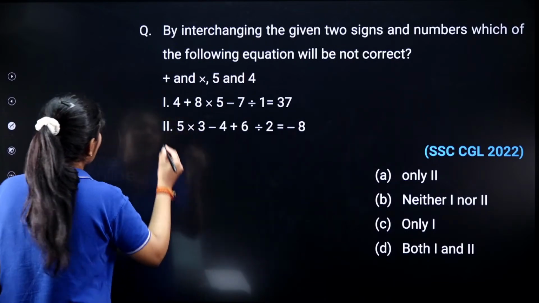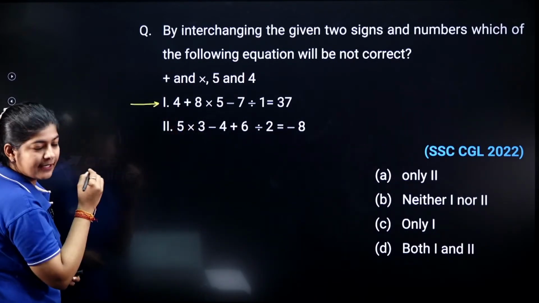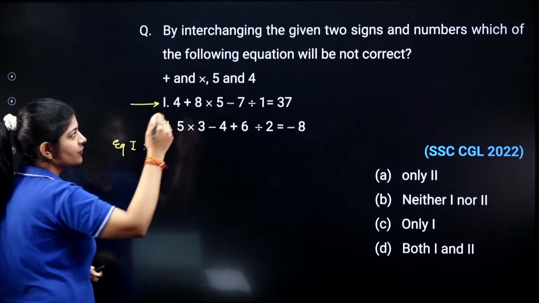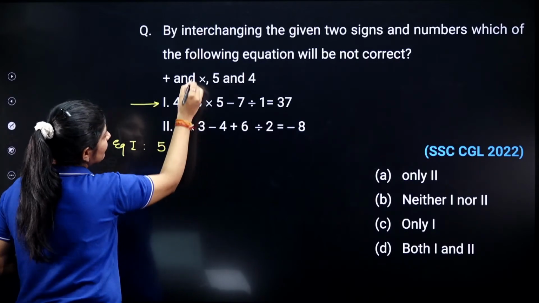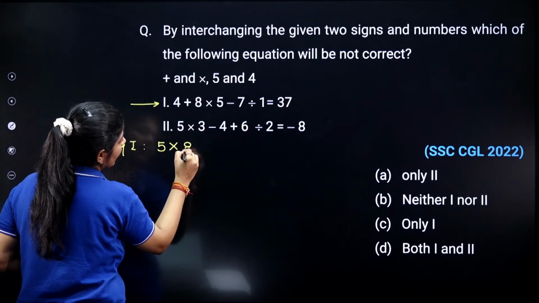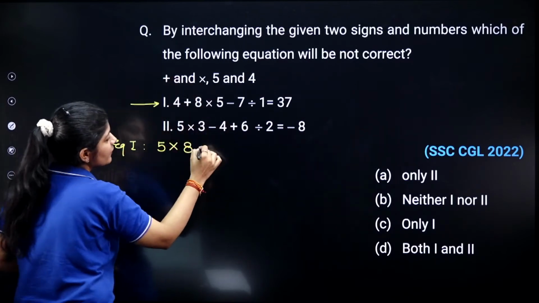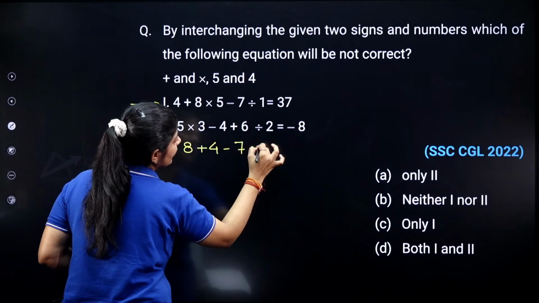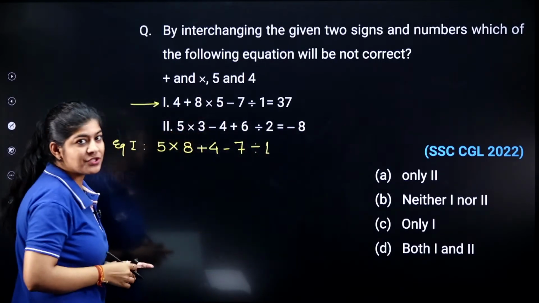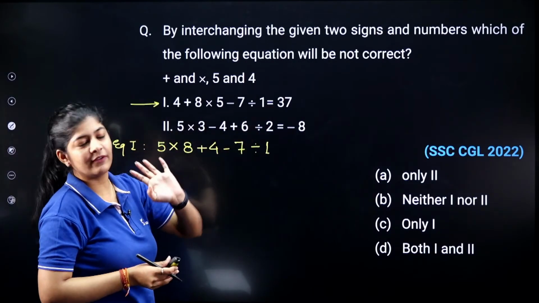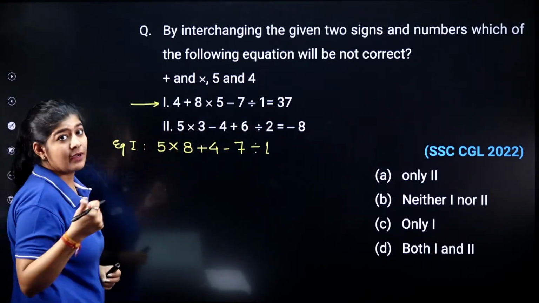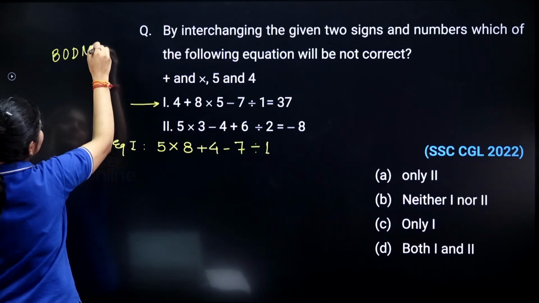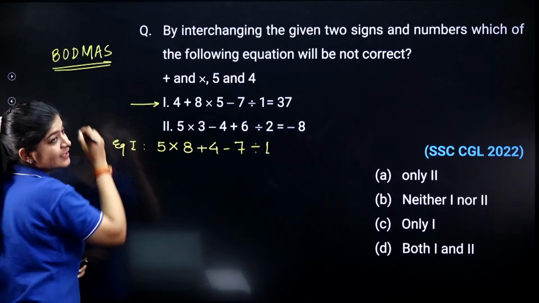Let's see. I'll go with equation number 1 first. Equation 1 says that 4 is changed with 5, plus is changed with multiplication, 8. Multiplication is changed with addition, 5 is changed with 4, minus 7 divided by 1. I need to check whether I am getting this equal to 37 or not. We need to take care of the rule of BODMAS.